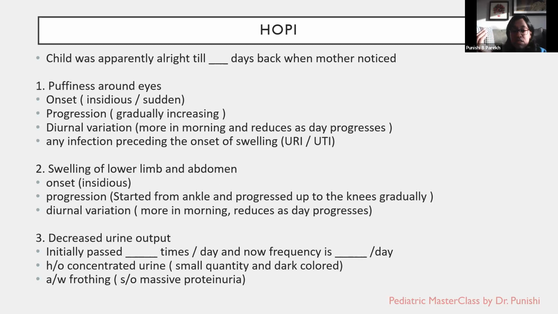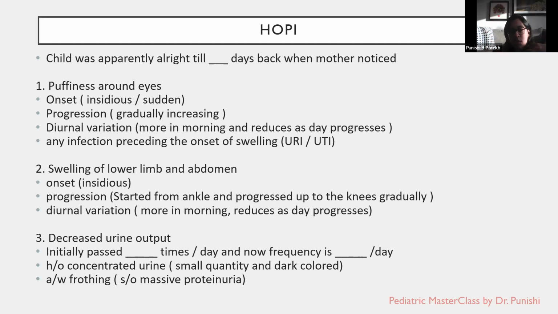The third complaint is decreased urine output. Now, how will the mother feel that the child is passing less urine as compared to normal? You need to ask how many times the child passed urine when the child was apparently all right, probably 1 week or 10 days back. Initially the child passed urine about 6 to 7 times per day, but now the frequency has reduced to once or twice per day. That is why the mother feels there is decreased urine output, because my child is not going to pee as much as he used to otherwise.